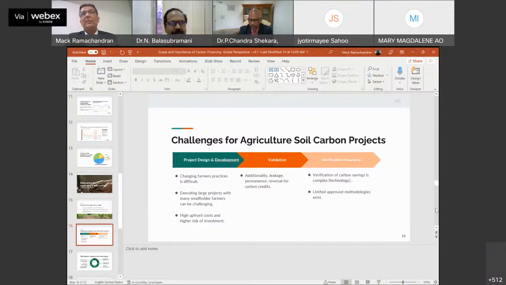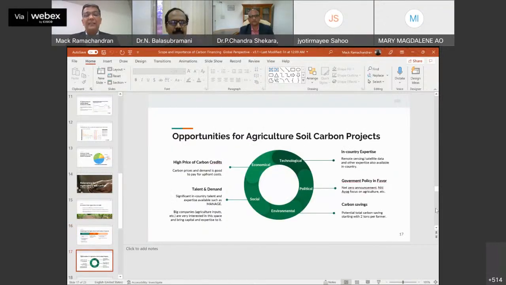So these are risks and challenges that need to be overcome on the project design and validation side. On the validation side, there are questions around leakage, permanence, reversal of carbon credits. And then on the verification, methodologies for agriculture soil carbon are not fully developed yet, and there's only very limited methodologies that are approved. On the good side, as I said, there is high price for the carbon credits.